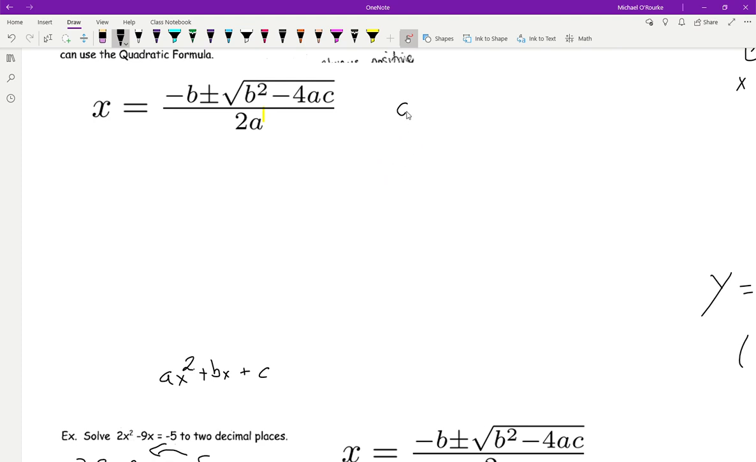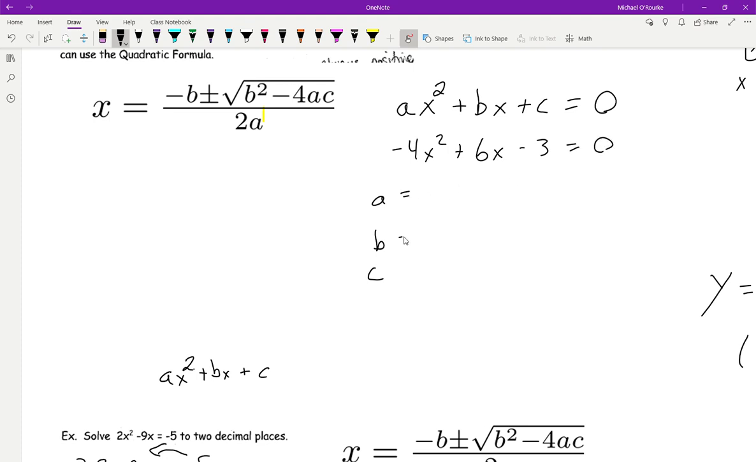Okay. So the quadratic looks like this. Ax squared plus bx plus c equals 0. Okay? So we're looking for the numbers in front of the variables that we're going to grab here. So my question here is A, B, and C. Let's go negative 4x squared plus 6x plus minus 3 equals 0. Can you guys, on your piece of paper in front of you right now, write down what A, B, and C is? Okay?